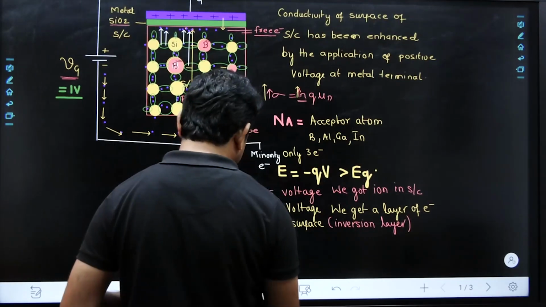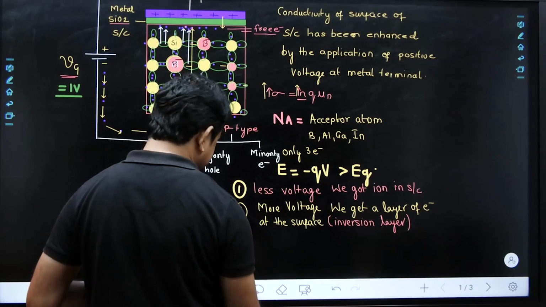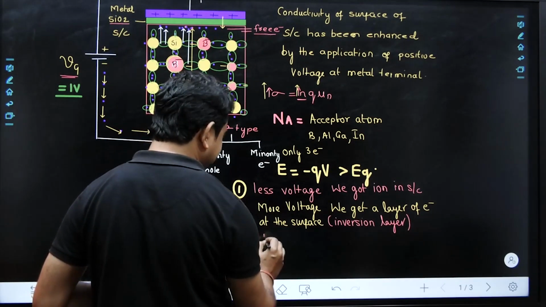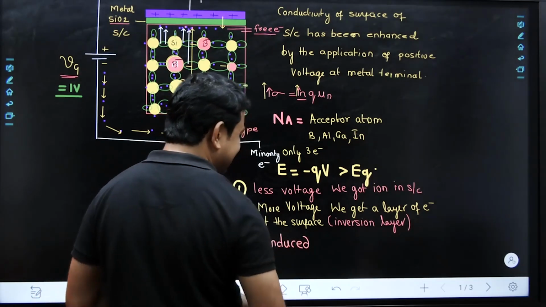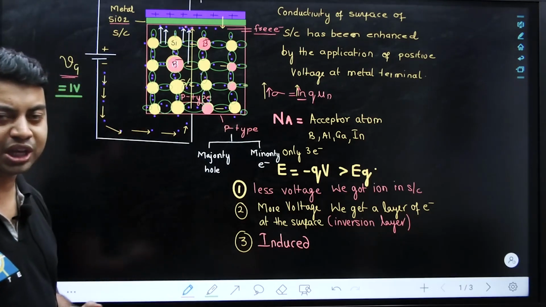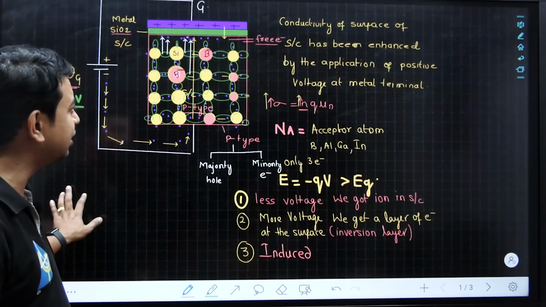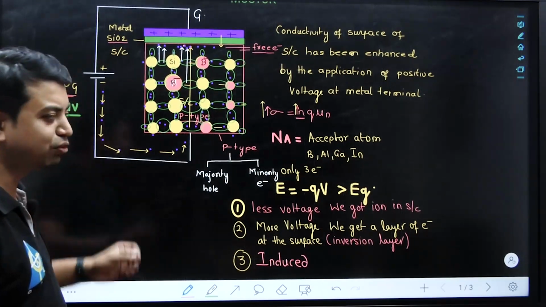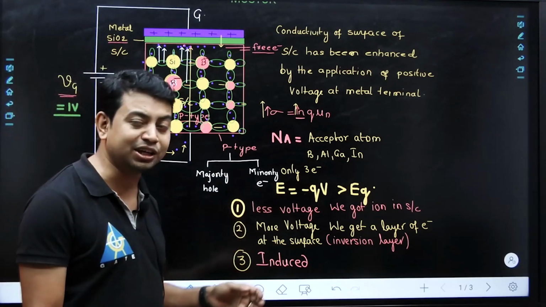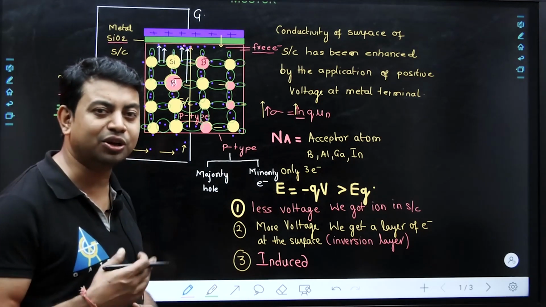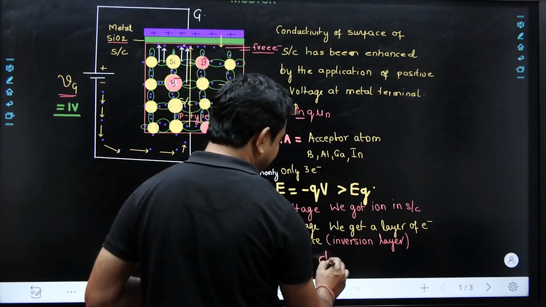As a third point, this layer is also called the induced channel. Why is it called an induced channel? Because this channel is not initially present. We have induced this channel by application of proper voltage. It may be a voltage of 1 volt or 0.5 volt, which gives sufficient energy to the electrons so that they escape out from the covalent bond. So this channel is also known as the induced channel.